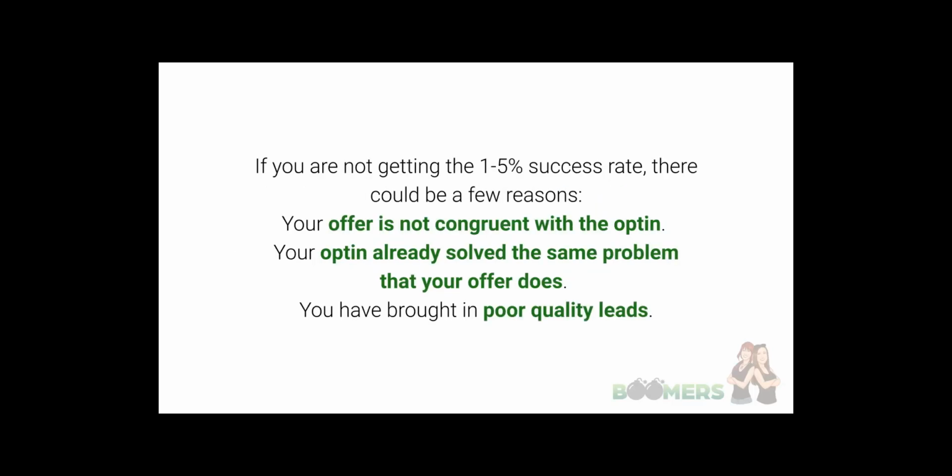So if you're not getting that 1 to 5% success rate, there could be a few reasons. Firstly, the offer that you're giving them on that next page may not be congruent with your opt-in. So say I brought them through and gave them a Cozy Mystery book, and then the very next thing I had to offer was a fantasy trilogy. Even though it's a book, it might not be congruent enough.